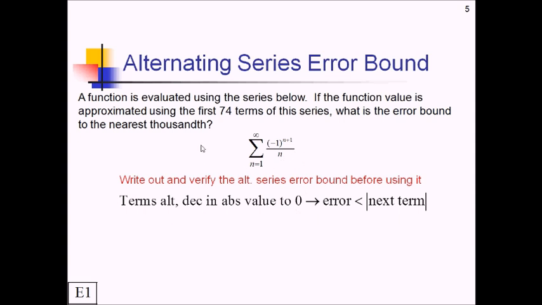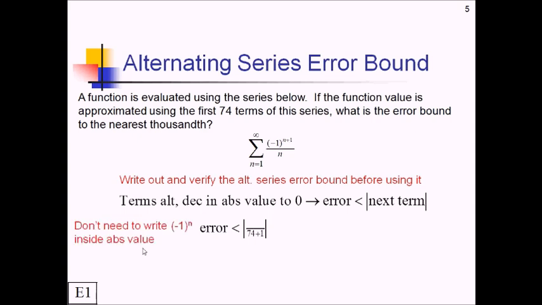if we've already used the first 74 terms. All right, so if we've used 74, then the n value that would give us the next term would be 74 plus 1, or 75. So error is less than the absolute value of something for now over 75. But now how about this stuff up top?